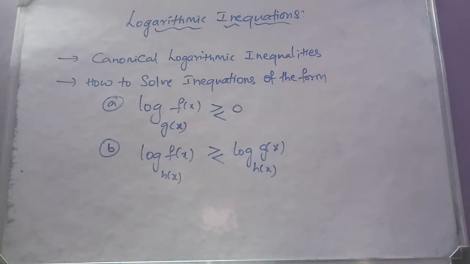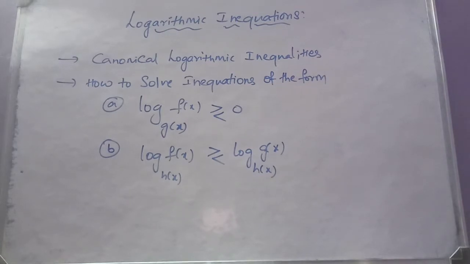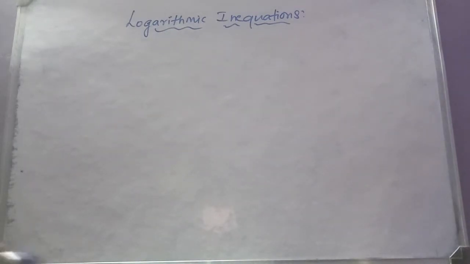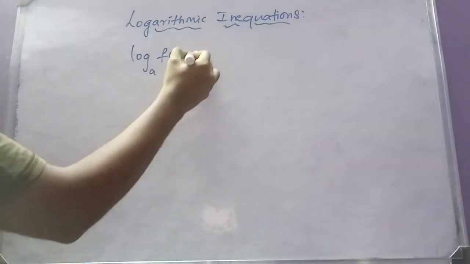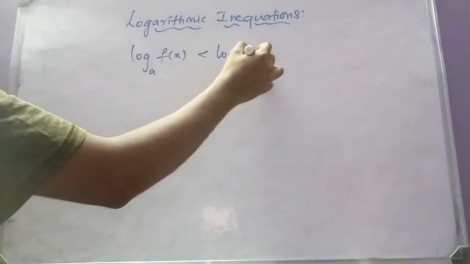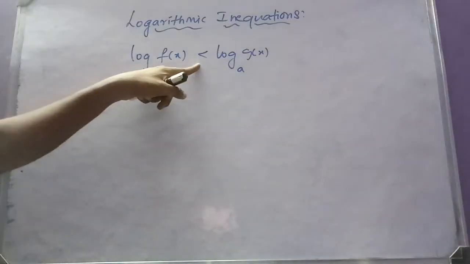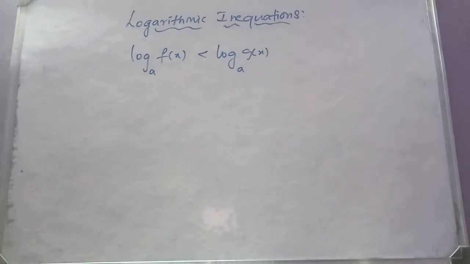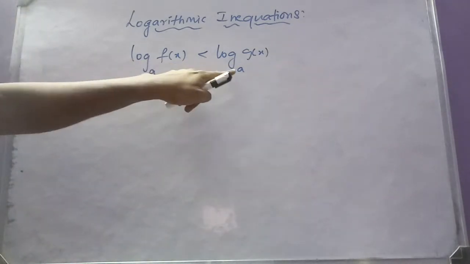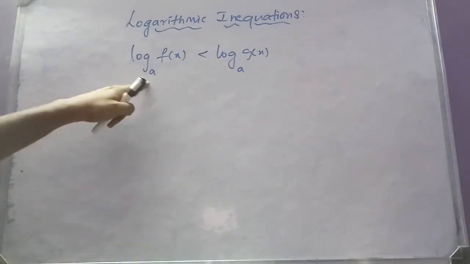First let us see what are logarithmic inequations. The inequations of the form log of f of x with base a less than log of g of x with base a. It can be less than or it can be greater than. Now these kind of inequations are generally called logarithmic inequations, where remember that the base is always greater than 0 and the base is not equal to 1.